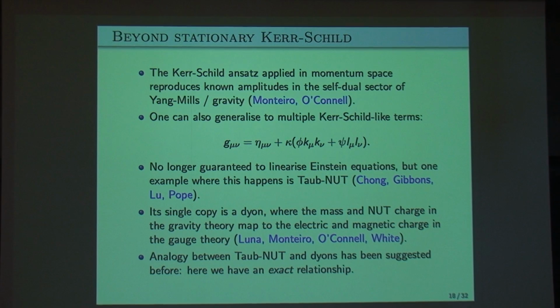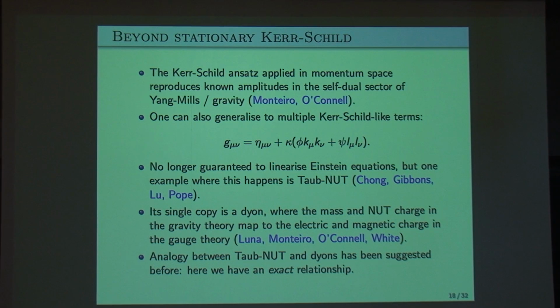Now, if we plug this into our single copy procedure, we find that the single copy is indeed a dyon, so it's something that has an electric and magnetic monopole charge in the gauge theory, and the electric charge becomes the mass in the gravity theory, the magnetic charge becomes the NUT charge.